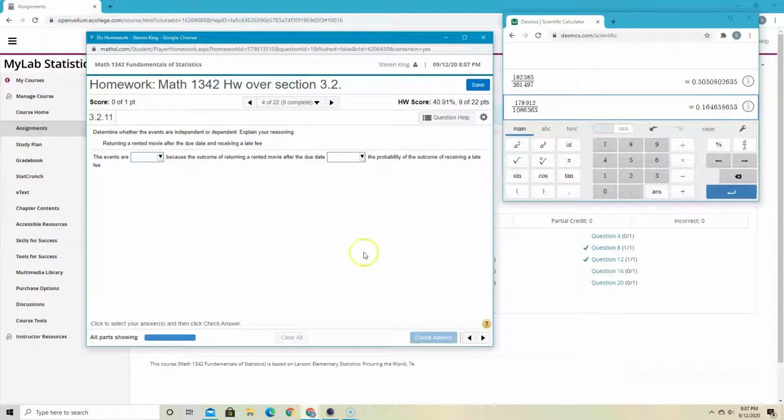Next, I'd like to help with number 4. Here's another situation talking about dependent and independent. Determine whether the events we're about to state, let's see what they are. So one event is returning a rented movie after the due date.